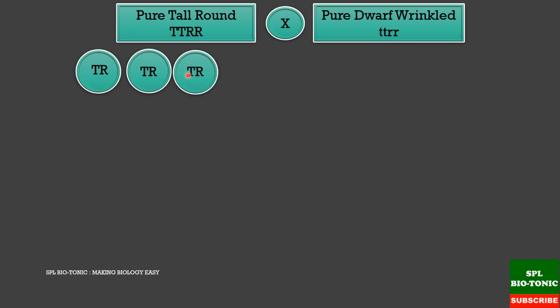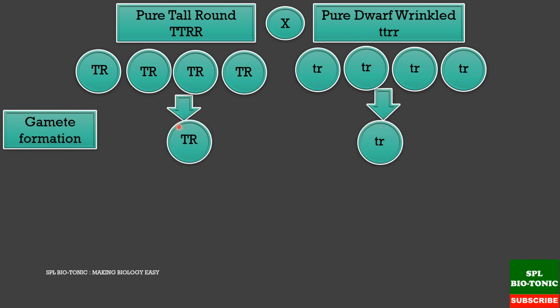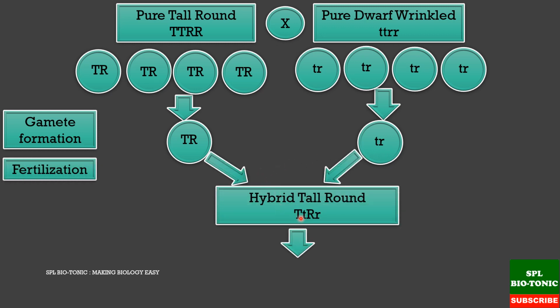Now the first parent forms these four gametes. The second forms these four gametes. As these gametes are the same, we'll write it once. So the first parent will form capital T capital R type of gamete, whereas the second parent will form small t small r type of gamete. During fertilization, these gametes unite to form the zygote. So the zygote formed here is capital T small t capital R small r.